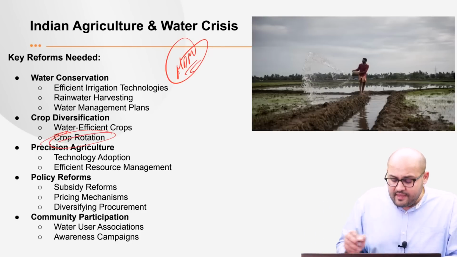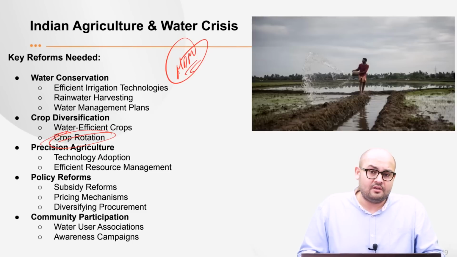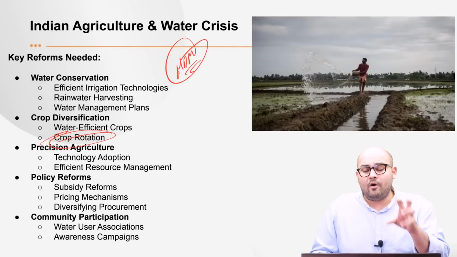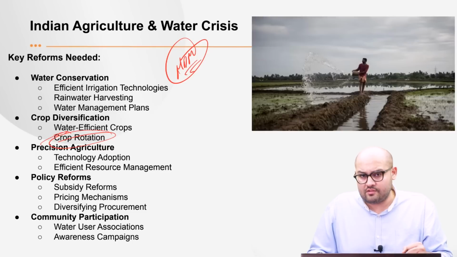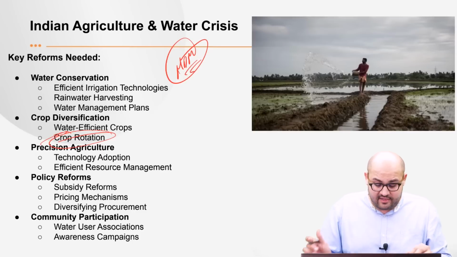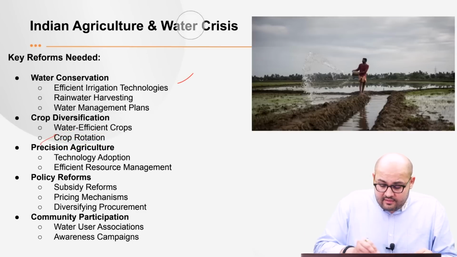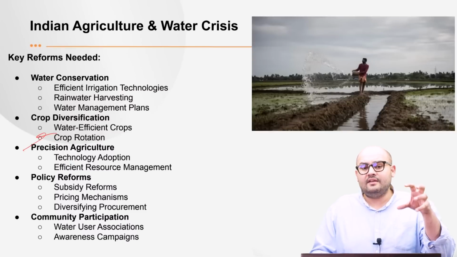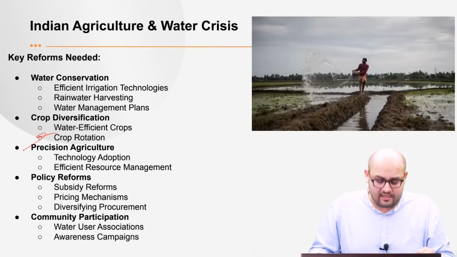Next, what we need to make sure is that there has to be crop rotation. Now, crop rotation is very important in order to maintain the fertility of the soil, right? So this has to be done effectively. Next, what we can do is employ precision agriculture, that is, the integration of science and technology into agriculture, right?